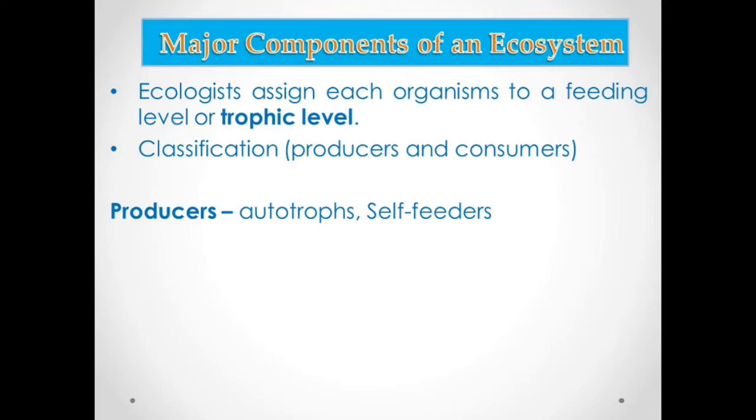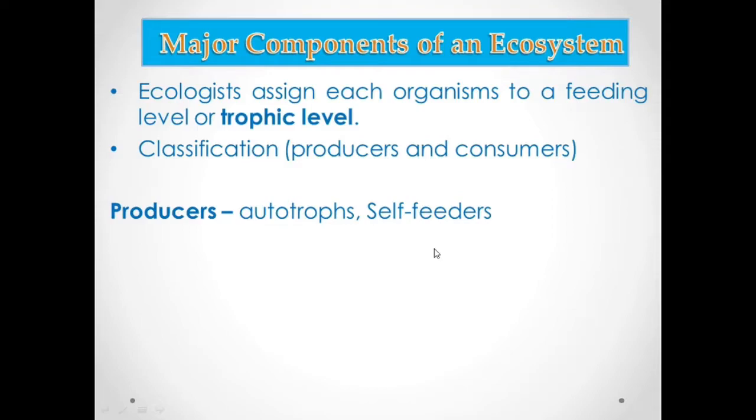Producers are sometimes called autotrophs, because they are capable of making their own food. That's why it says auto, which means self. So they are self feeders. They make the nutrients they need from compounds and energy obtained from their environment. So they are capable of making their own food. So how do they make their own food?